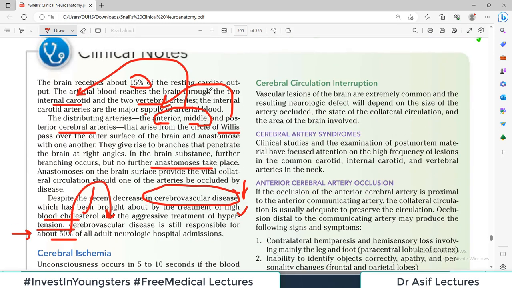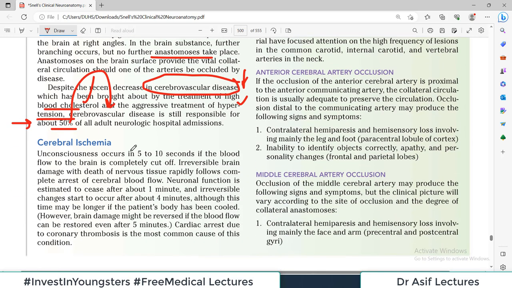Okay, ab hum one by one headings pick karte rehte hain ki ischemia ka kya effect hai. So let's first start discussing cerebral ischemia. Ischemia ka matlab hai reduced blood supply. Now, unconsciousness occurs in 5 to 10 seconds if the blood flow to the brain is completely cut off. Sirf 5 se 10 second mein, you are ghaib.